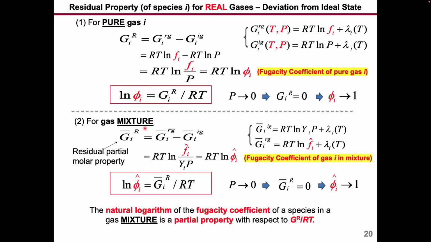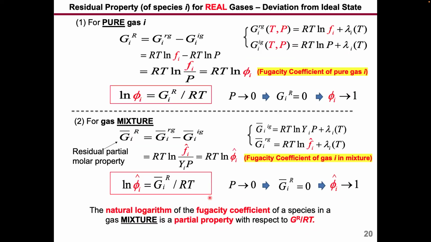So from these two equations, what you can see is that the natural logarithm of the fugacity coefficient of a species in the gas mixture is a partial property with respect to G^R divided by RT, right? So this is the meaning of this equation.